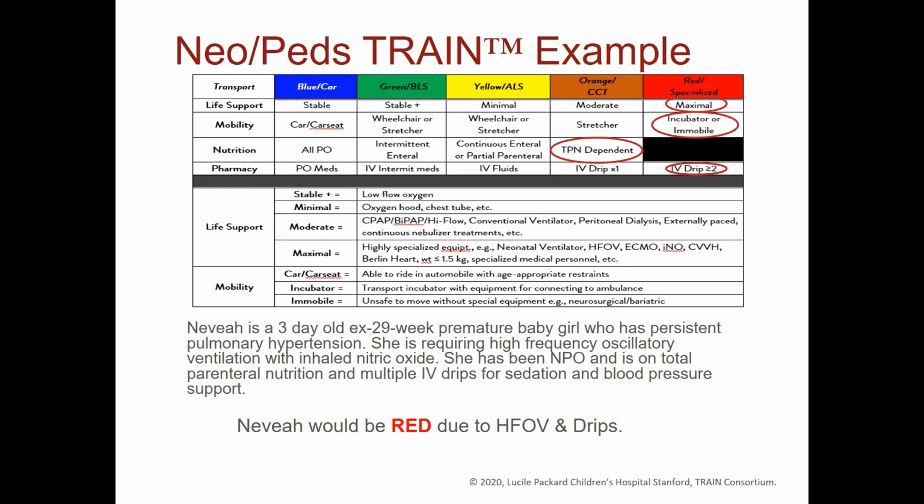So here you see a simple example. You can see this child. She's a 3-day-old, a 29-week preemie with pulmonary hypertension, on high frequency ventilation, INO, NPO, and so forth. You can look at the grid above and see she checks the box for red. She's a red. This girl cannot go in an ALS rig. She needs to go in a rig with people who are qualified to take care of high frequency oscillation and INO. She's specialized. Next, please.